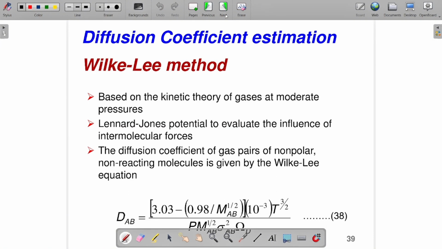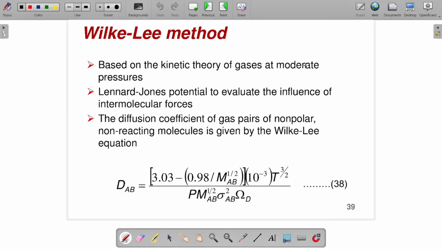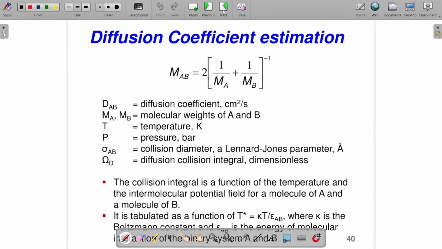Then we can also see that we have ways, when we have non-polar or non-reacting molecules, to estimate the diffusivity. One method that we can use is the Wilke-Lee method. So it is the Wilke-Lee method that we have over here, having the D_AB equal this one over here. Every term has to be evaluated in such a way that you can calculate the D_AB for non-polar or non-reacting molecules. So you can see how to calculate the M_AB, that's the average molecular weight.